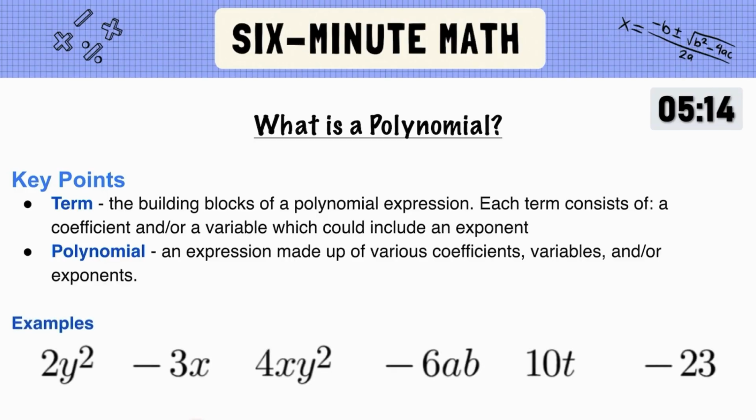Here's a couple examples of some terms. As you can see, we have a variety of coefficients, the number in front, variables, the letters, and exponents. I have a couple squareds here. And then at the end, I will draw your attention. Even a number, in this case negative 23, is a term.